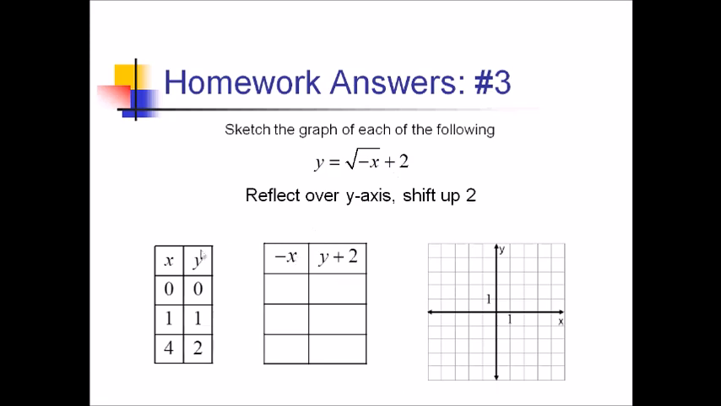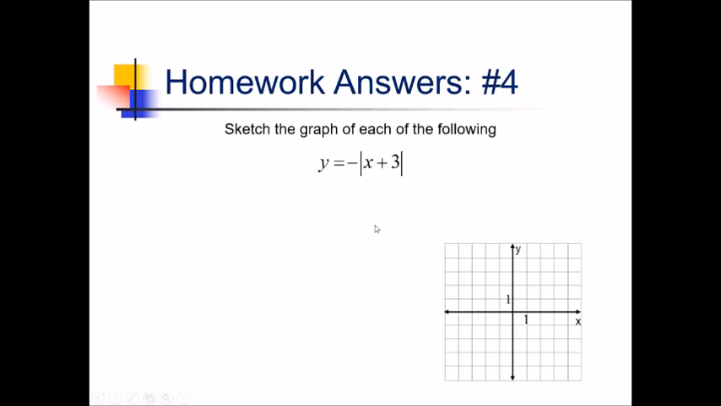Negating all the x's, we've got 0, -1, -4. Adding 2 to the y values, we've got 2; 1 plus 2 is 3; 2 plus 2 is 4. So we've got 0, 2 for the new points, along with -1, 3, and -4, 4 over here. There we go. 0, 0 became 0, 2, so 0, 2 is the new endpoint. So we go this way.